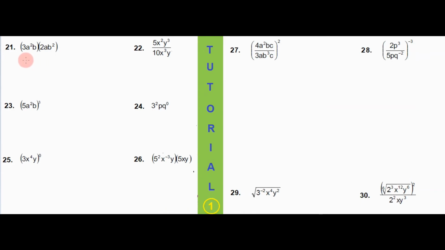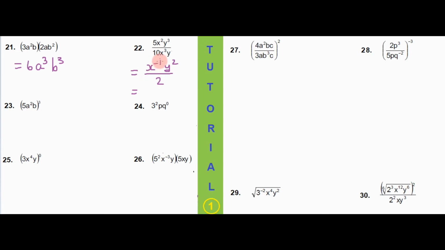So we can multiply the numerical coefficients first. 3 times 2 is 6. We add the powers of the a's, so it's a cubed. And then adding the powers of the b's will be b cubed. 5 goes into 10 here twice. And we subtract the powers where the bases are the same. So it's x to the 2 minus 3. In other words, x to the negative 1. And then subtracting the powers of the y's will give us y squared.